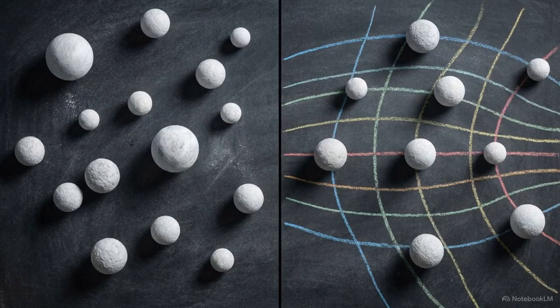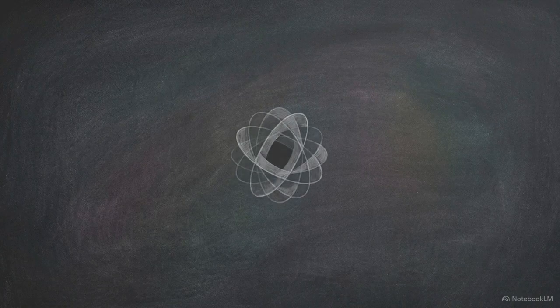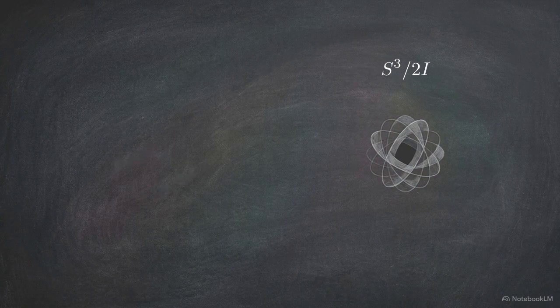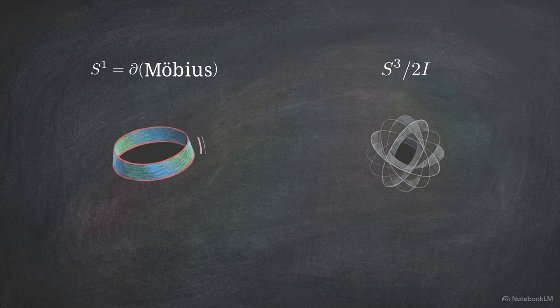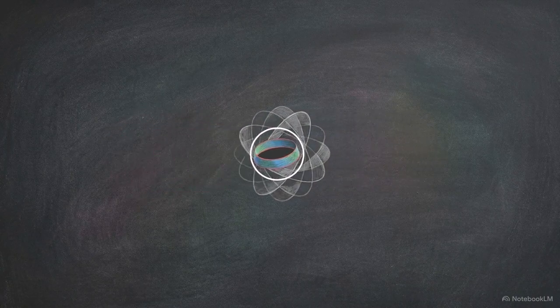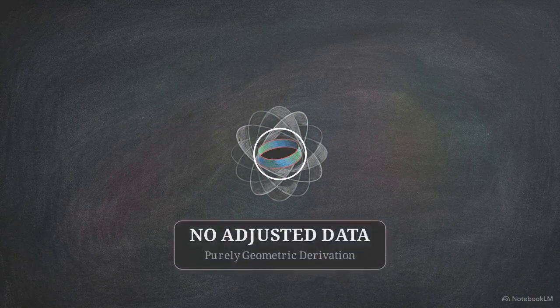This reliance on manual inputs suggests the mass hierarchy is a result of structural constraints within the space particles occupy, rather than a dynamical process. This is the three-sphere quotiented by the binary icosahedral group, the topological base space for a new mass derivation. We begin with a single postulate. The boundary of a Mobius strip embeds into this closed manifold, with no adjusted data.